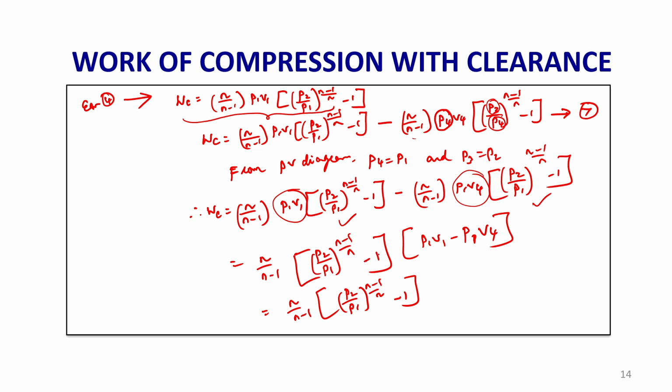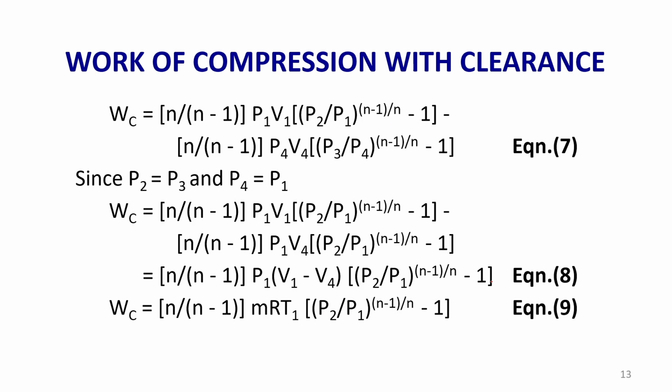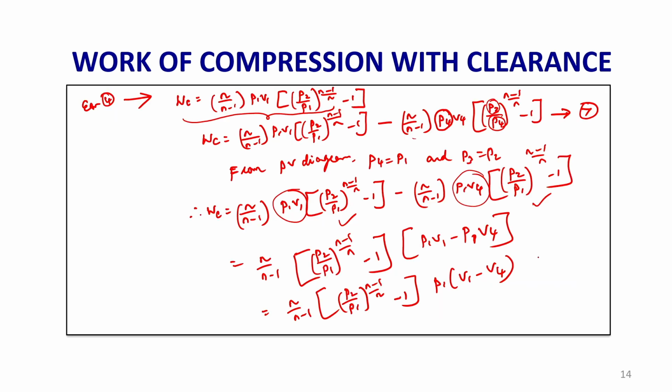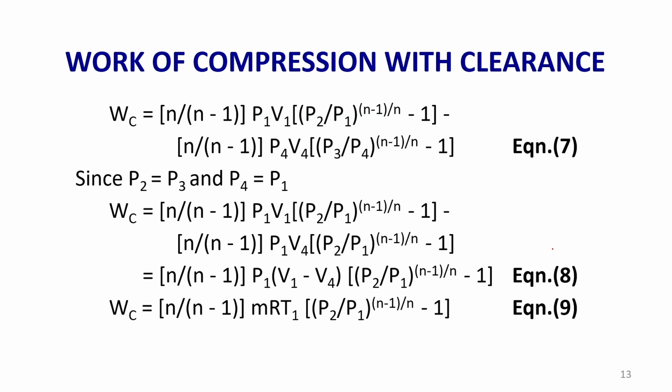Here you can take P1 as a common term. So, you get V1 minus V4. This is what I have written here: (V1 minus V4) into n/(n-1) into P1 into [(P2/P1)^((n-1)/n) minus 1], this term is common. This is equation number 8.